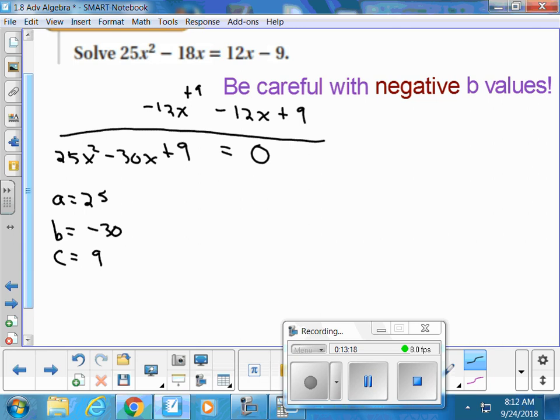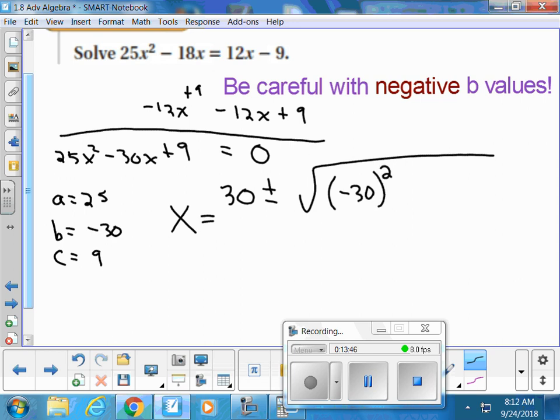There's 2 places that negative b values will try to trick you. So I'll sing real slow and I'll explain that to you. Ready? X equals the opposite of b. That's the first place it's going to be tricky. What's the opposite of negative 30? Positive 30. Plus or minus the square root of, this is the second place it's going to be tricky. B squared is going to be a trick because when you square a negative, if you don't remember parentheses around that negative, it will calculate out wrong. B squared minus 4 times A times C, all divided by 2 times A.